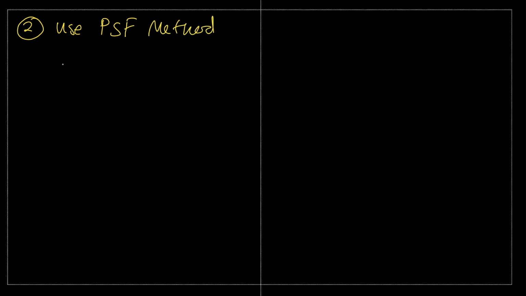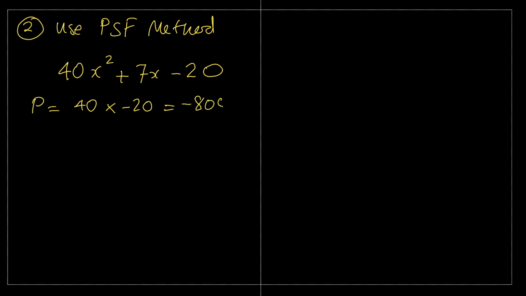On that last example, we'll rewrite it for clarity here. 40x squared plus 7x minus 20. This could be a really quick method. I've seen people do these so automatically. Product for this one is 40 multiplied by minus 20. Sum is the middle number, 7. Factors. Now we need two numbers that multiply to give minus 800, but they add up to 7.